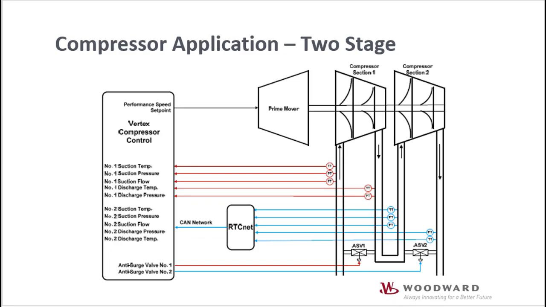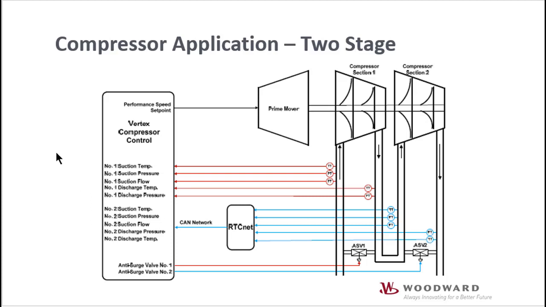Here's an example of a 2-section steam turbine driven compressor. This has 2 anti-surge valves that are being controlled by the Vertex and a performance process control on the section 2 discharge pressure.